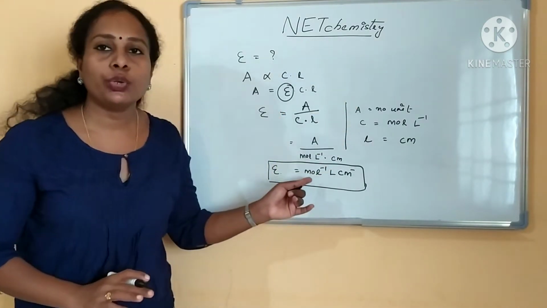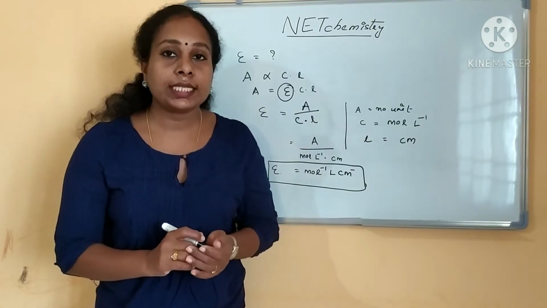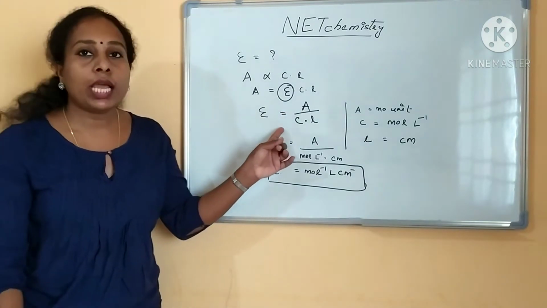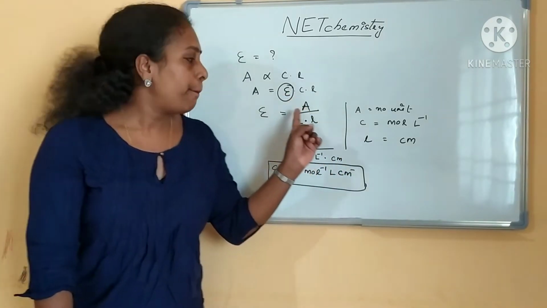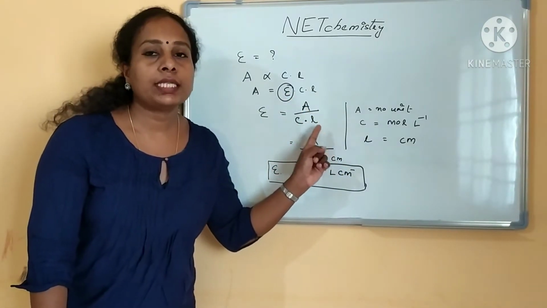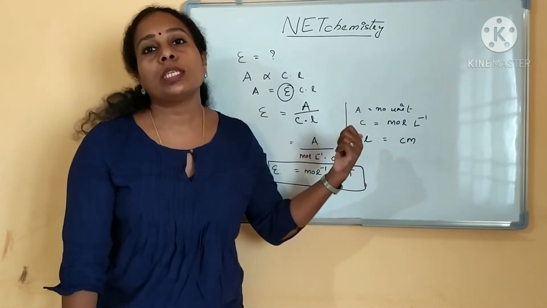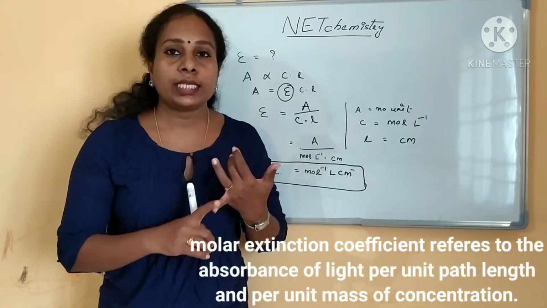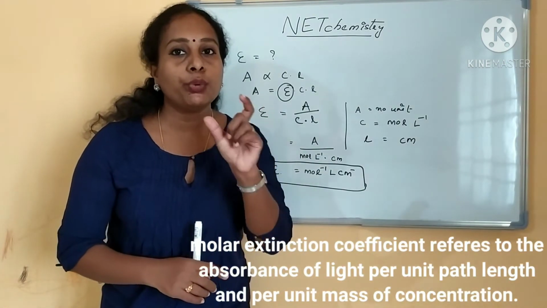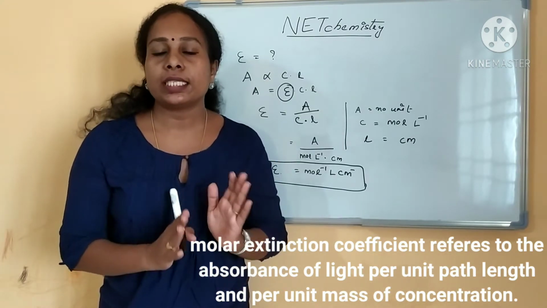From this equation only you are finding out the unit. Now what is molar extinction coefficient? Molar extinction coefficient is the absorbance of light per unit length of the sample cell, per unit concentration. What is epsilon? Epsilon is the absorbance of light per unit length and unit concentration. That is what molar extinction coefficient is.